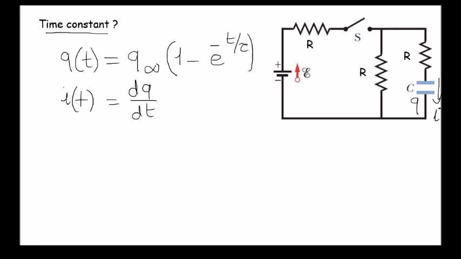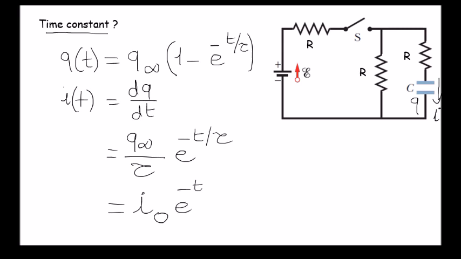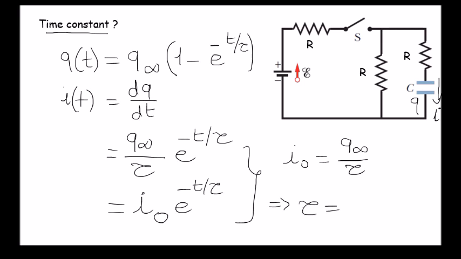Did you try to derive this in lecture? You should. To derive this, you get q infinity over tau. The minus with the minus will cancel out. Exponential minus t over tau. But how do we write this in lecture? I naught, the initial current, exponential minus t over tau. So from this, what can you deduce? That I naught is equal to q infinity over tau, which means the time constant is the infinite charge over I naught. As simple as that.